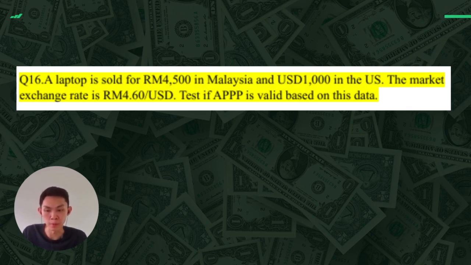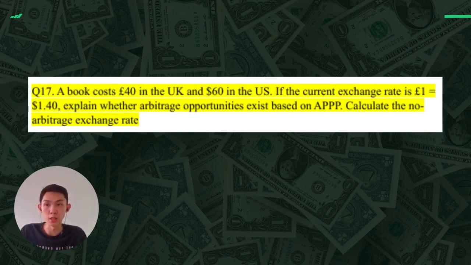So we have to calculate the APPP by using PD divided by PF, which is the price for the domestic divided by the price for the foreign. So we use 4,500 divided by 1,000 US dollars, and then we will get 4.50 per USD. So it's lower than the market exchange rate. So the APPP does not hold, which in this situation means APPP is not valid, because the price of the laptop in Malaysia is less than the equivalent price in the US, which means the ringgit Malaysia is undervalued.